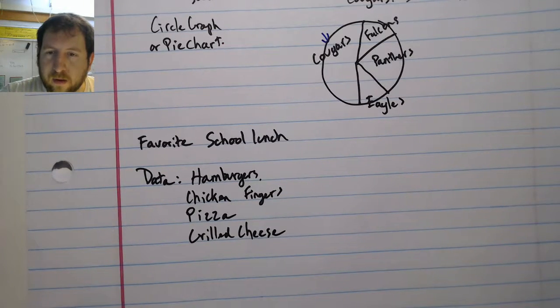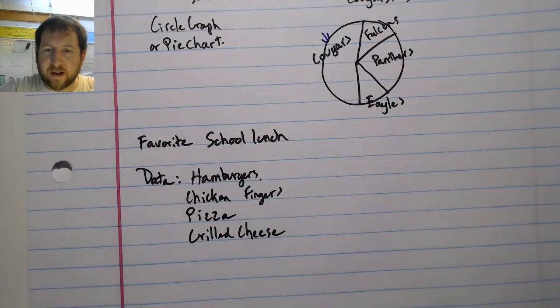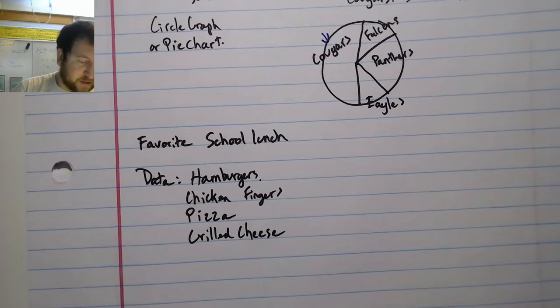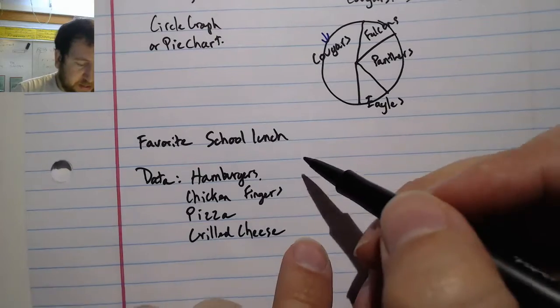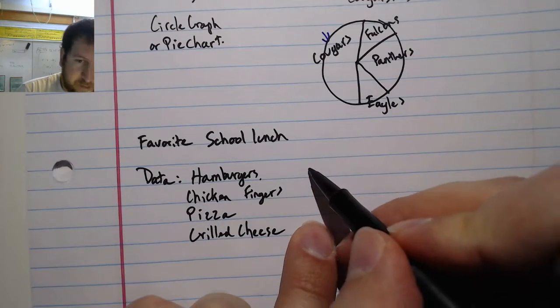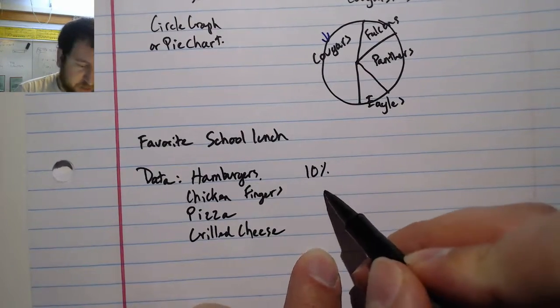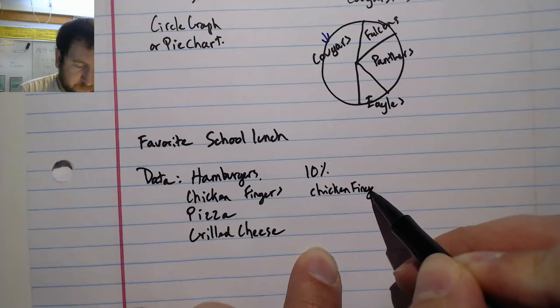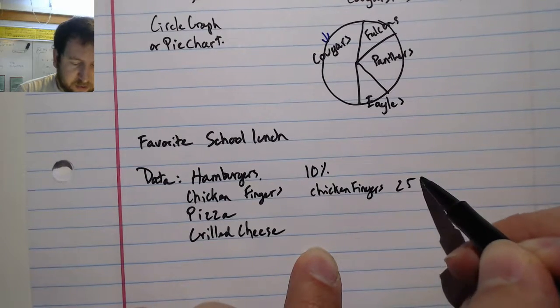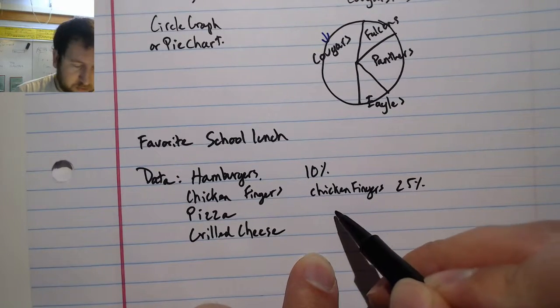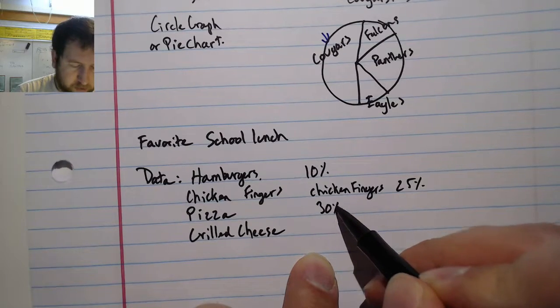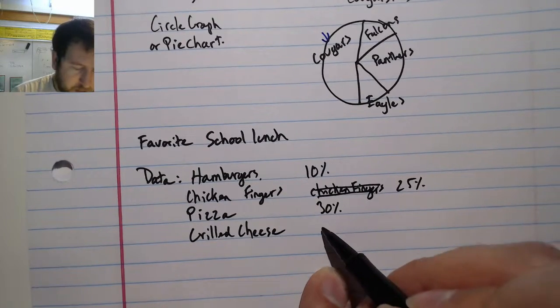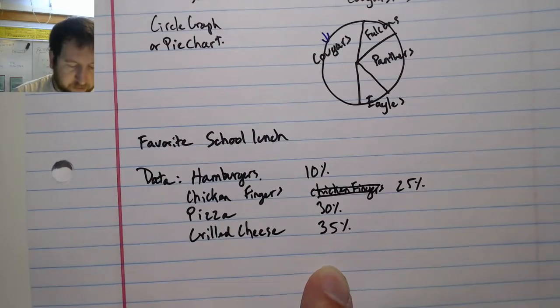Now, we are going to then look at how to take these data and put them into this pie chart. And the percentages that we got after we got our data were hamburgers were 10%, chicken fingers 25%, pizza 30%, I don't know why I wrote that again, and grilled cheese 35%.